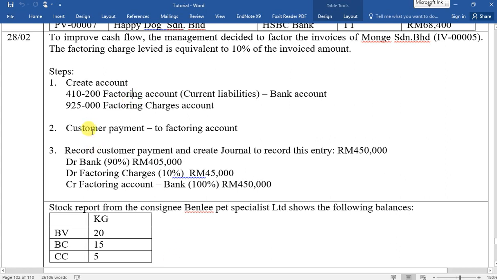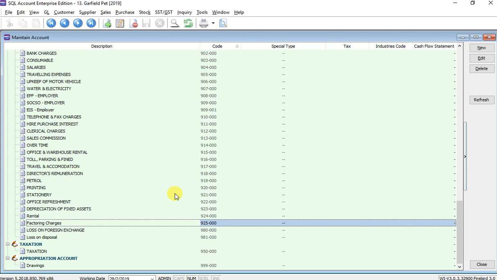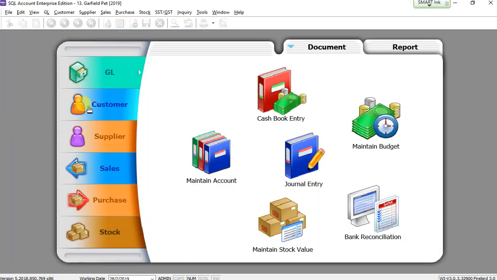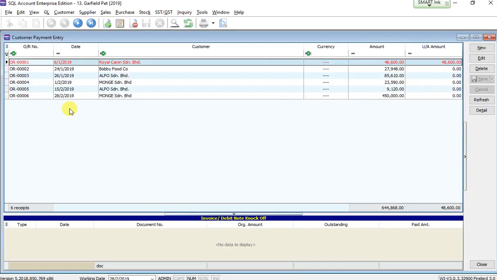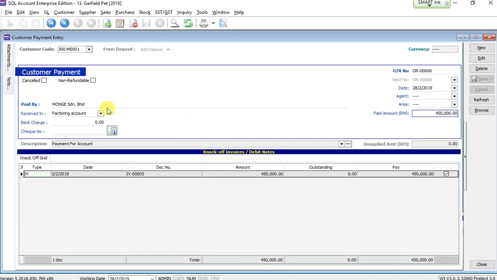After the first step, customer payment to factoring account. So here, you have to go to your customer making payment. This part, your factoring account. Payment is to your factoring account. You have to knock off the invoice. Are you guys okay?